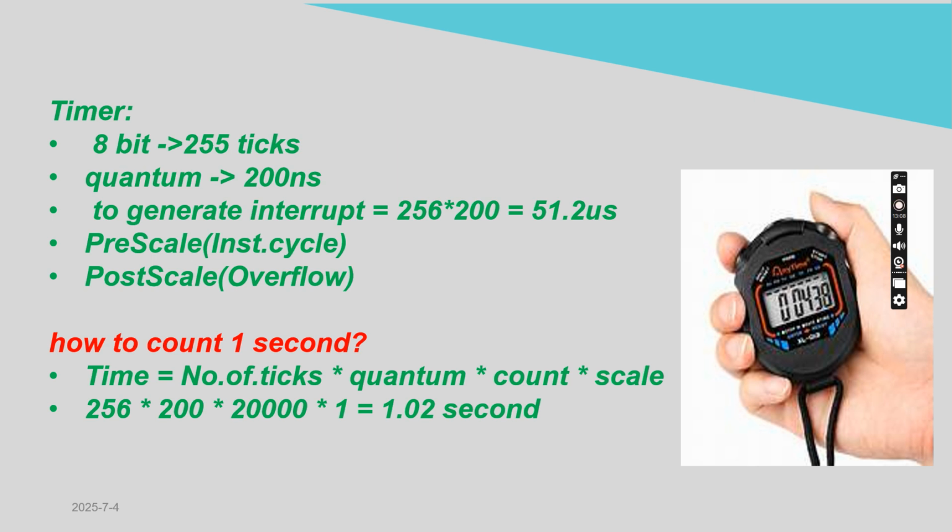So likewise, from 0 to 256 the 8-bit timer register can have totally 256 ticks, and the quantum is nothing but the duration taken for 1 tick. That is, changing from 0 to 1 takes 200 nanoseconds. To generate an interrupt, the timer has to count, and it has to undergo overflow.